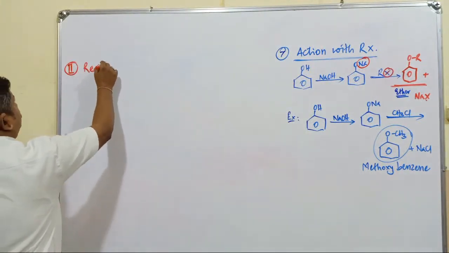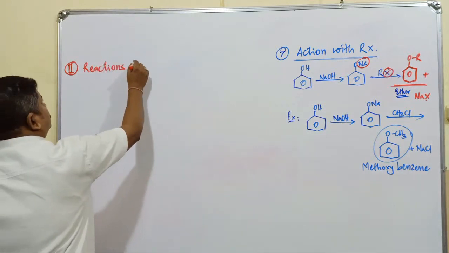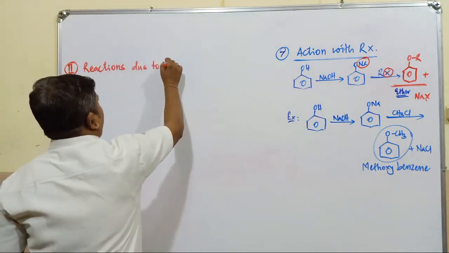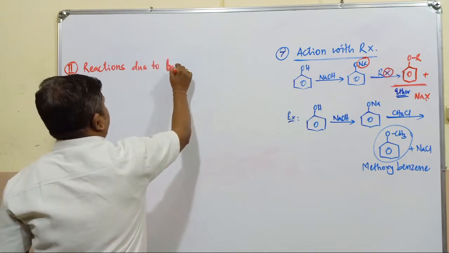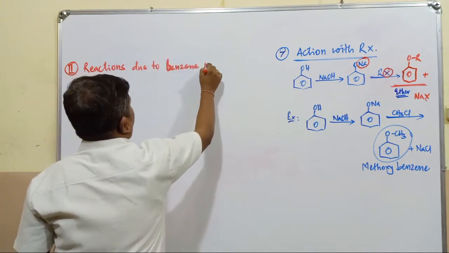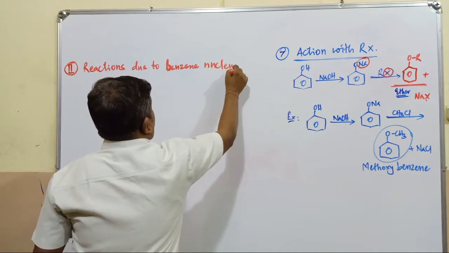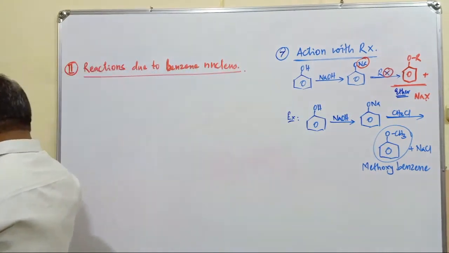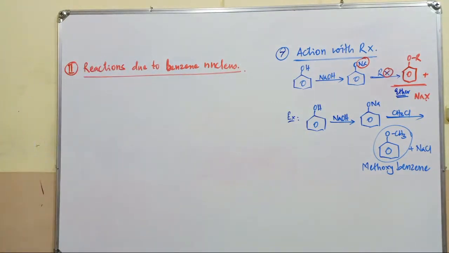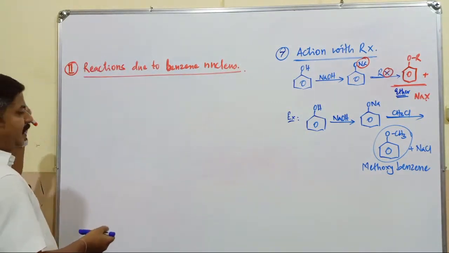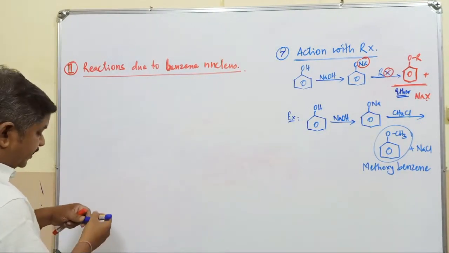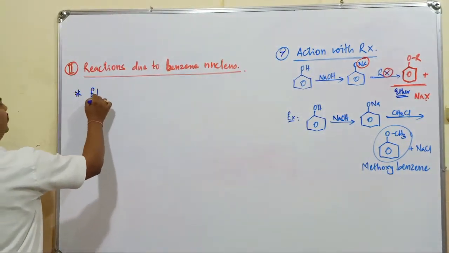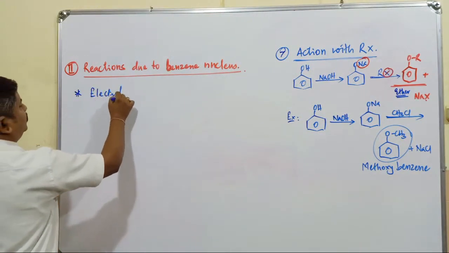Reactions due to benzene nucleus. Substitution takes place at the benzene ortho position or para position. Those reactions we have to discuss. That is, reactions due to what? Benzene nucleus. In these reactions, first we have to discuss electrophilic substitution.